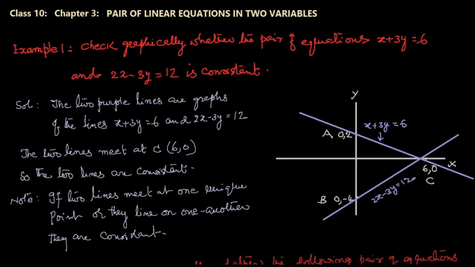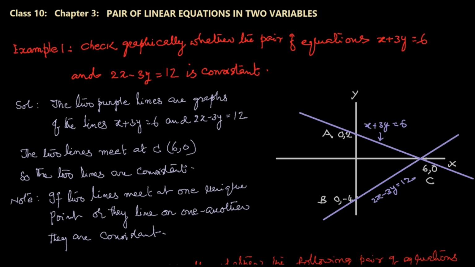Class 10, Chapter 3, Pair of linear equations in two variables. Example 1. Check graphically whether the pair of equations x + 3y = 6 and 2x - 3y = 12 is consistent.